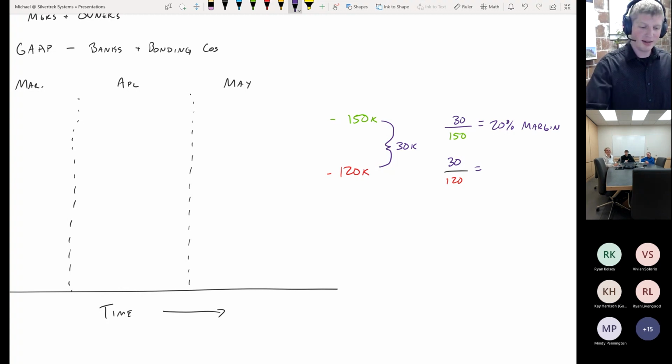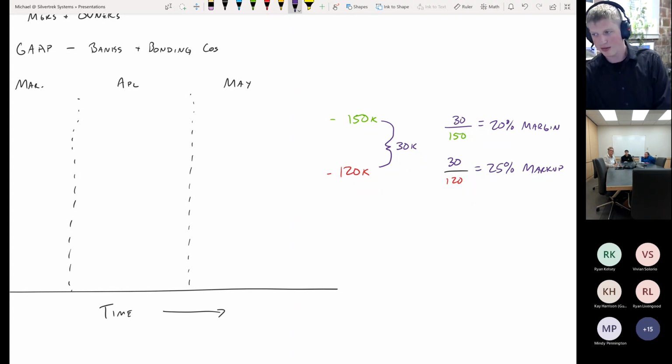All right, and so then we have 30 divided by 120, and we get 25% markup. Right, 20% margin is the same as 25% markup. Those are the same things, but it just matters what the denominator is there, and that can be confusing. I like to just point that out at this time.